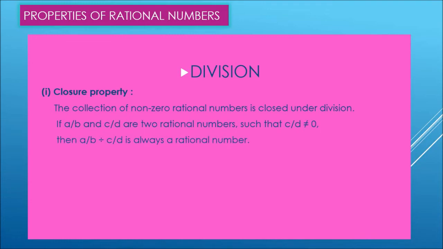It means if you divide two rational numbers, then the answer will be a rational number only if the two rational numbers are non-zero rational numbers. If any of the given rational number is 0, it is not possible. Example, consider two rational numbers 2 upon 3 and 1 upon 3. When we divide, answer will be equal to 2, which is a rational number.